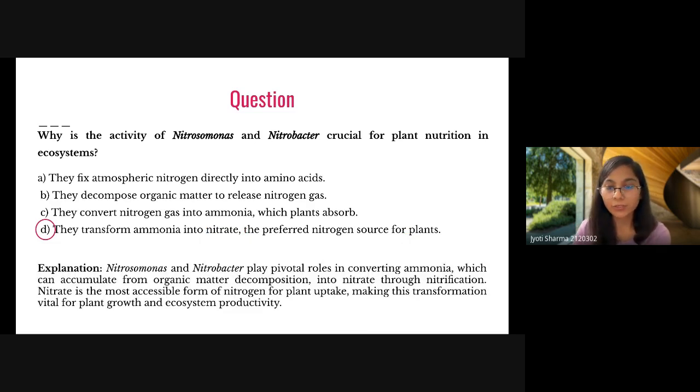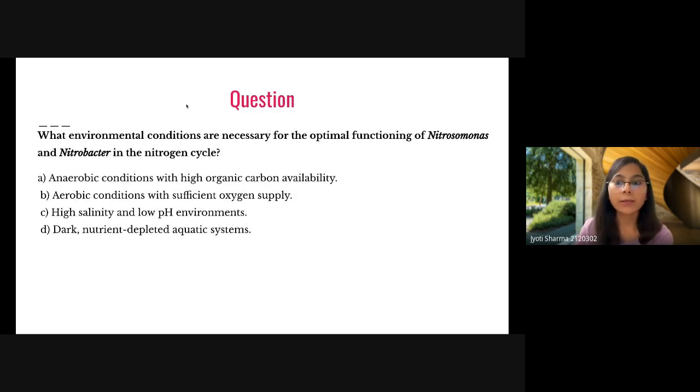I don't think that I should go to the explanation. And okay, you have to tell me the environmental condition under which nitrosomonas and nitrobacter can thrive or survive in the nitrogen cycle.